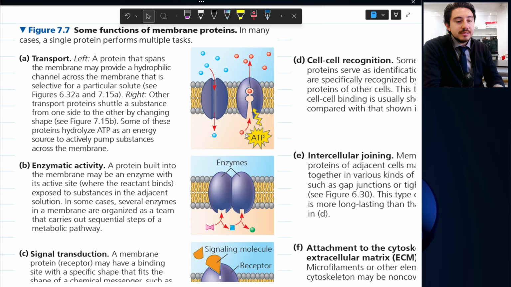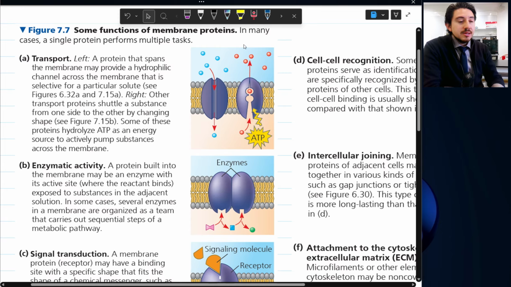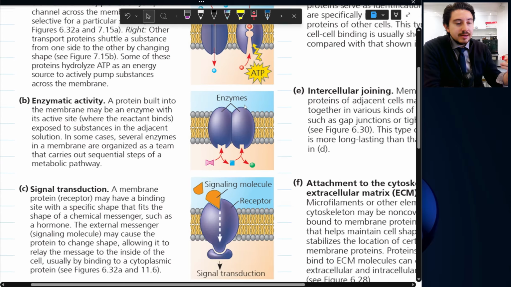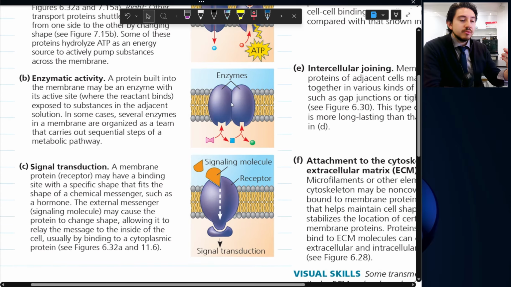You have a protein, or a complex, that's built into the membrane, and it could have enzymes that have active sites, and these active sites can come and bind with reactants. These reactants will break apart, and the products of that first reaction can jump into a second enzyme that will further break down into another product.